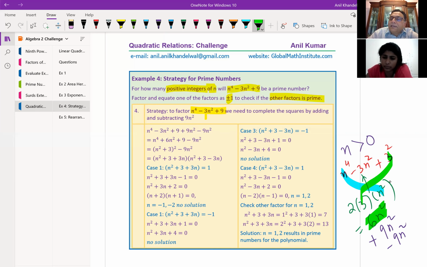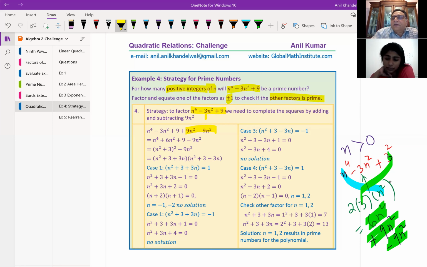So I have to make minus 3n squared into 6n squared. That is the change I have to make. How can I do that? I can do that by adding 9n squared. If I add 9n squared, I have to subtract 9n squared also. So that is how I'll complete it, because minus 3 plus 9 is 6. So that is the strategy. What I did was add and subtract 9n squared to the given trinomial, right?